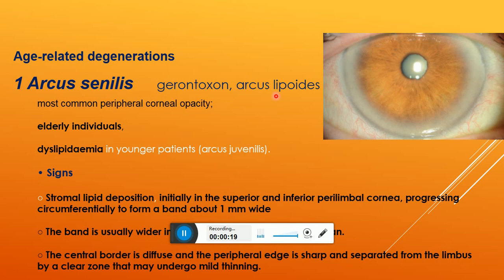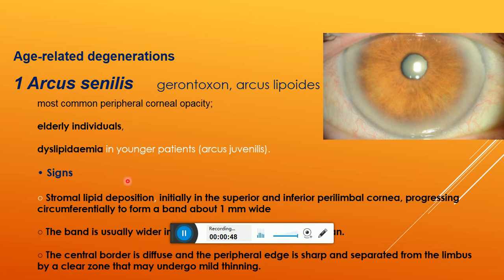Arcus lipoides is the most common peripheral corneal opacity. It frequently occurs without any predisposing systemic condition in elderly individuals, but may be associated with dyslipidemia in younger patients. In that case, in younger patients, it is called arcus juvenilis.